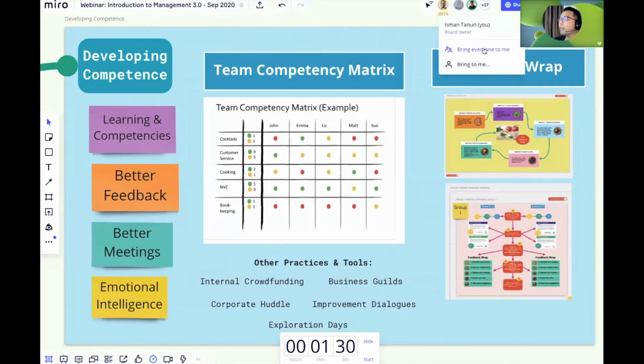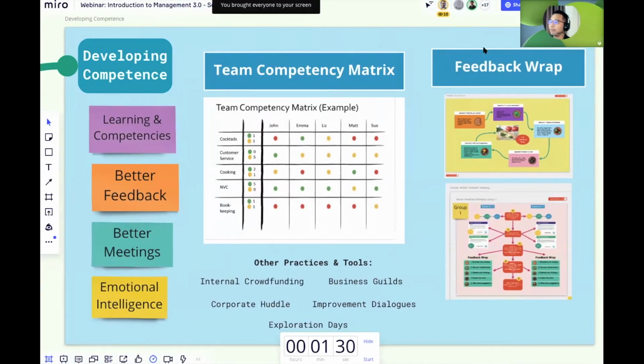I'm moving along in the Miro board. Once we have teams, how can we understand areas of improvement in terms of competencies? How do we help them? How do we give better feedback to teams? How do we create better meetings? How do we organize and facilitate better meetings, actually?